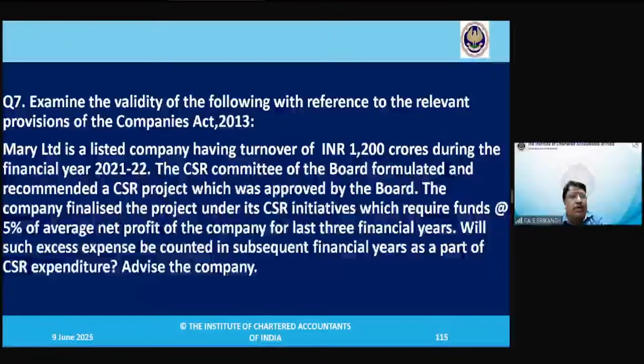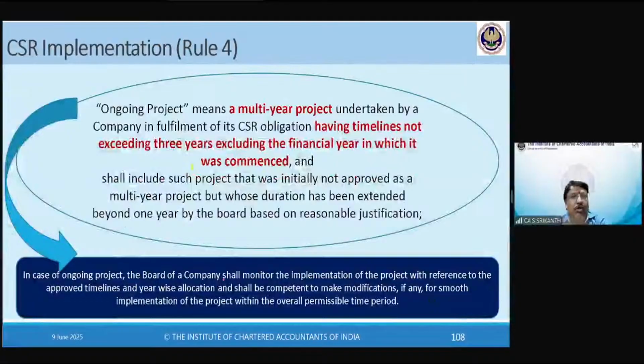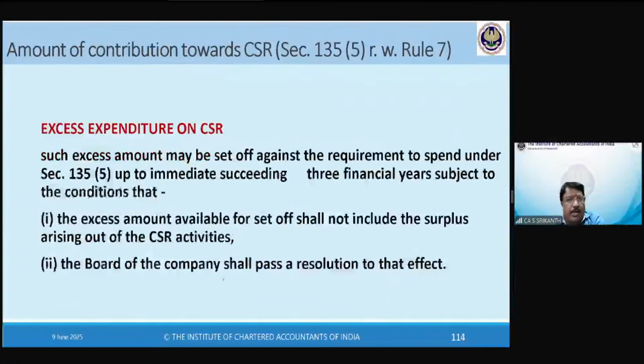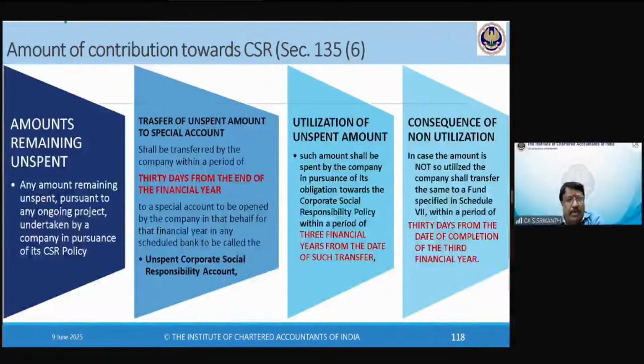But the idea of an ongoing project is that you are allowed to do this. You can push it. You have time to spend it. So in an ongoing project, you can take time to spend. But in case you are not able to spend it within the time you prescribe, maximum 3 years, then at the end of that third year, you transfer it. Another 3 years we give you. You try to spend. That 3 years also you have not spent. Then at the end of that, within 30 days, you have to transfer it to a fund. Fairly reasonable provisions.